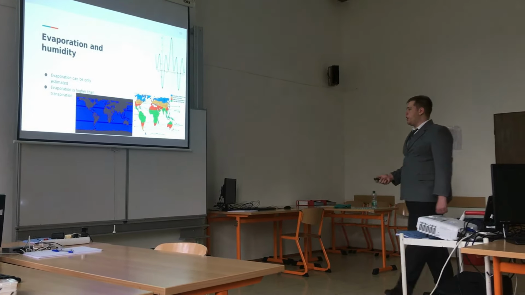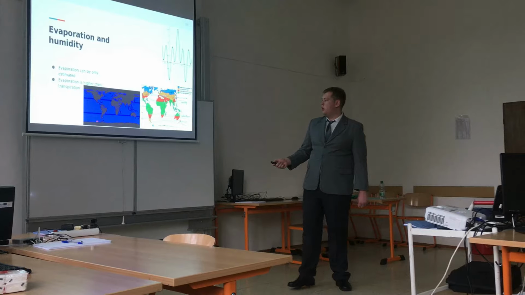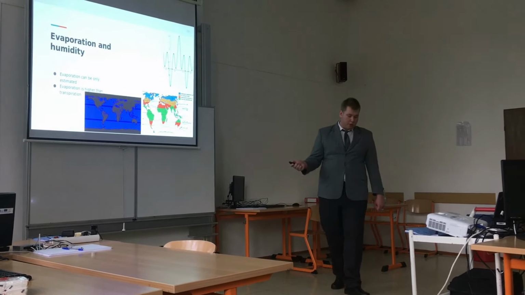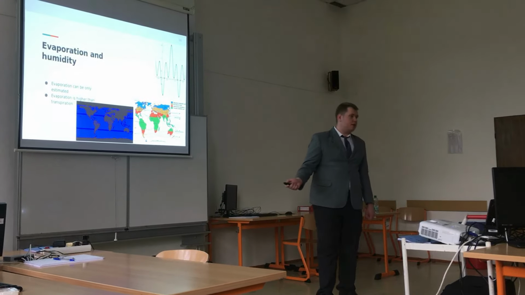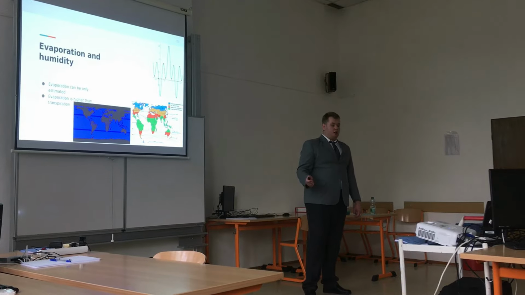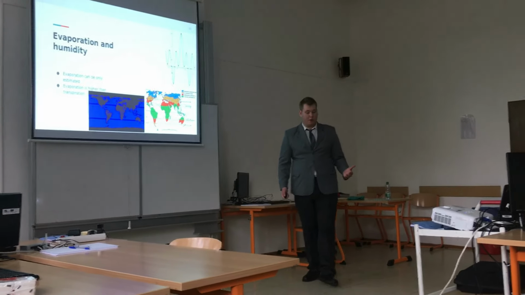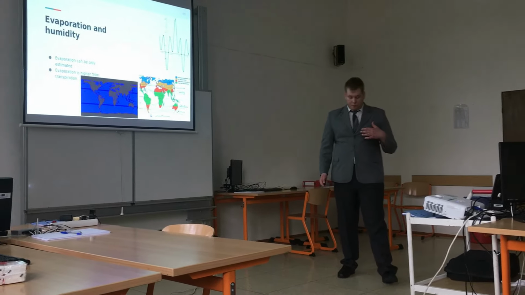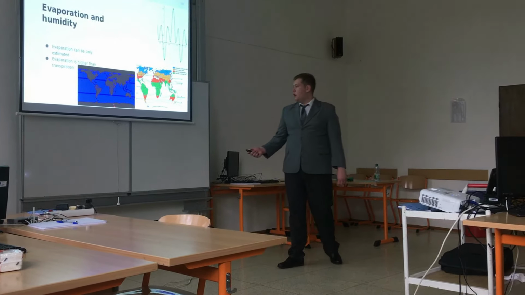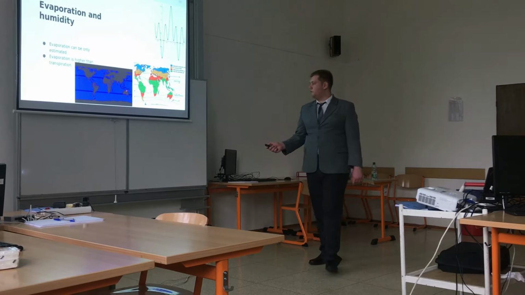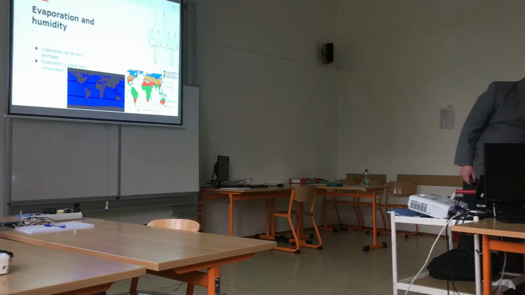Of course, there is also evaporation and transpiration. Evaporation happens on water masses, and transpiration happens on land masses. Evaporation usually evaporates more water than what can evaporate on land. This means that on oceans there is higher humidity, but on land there is lower than on oceans.